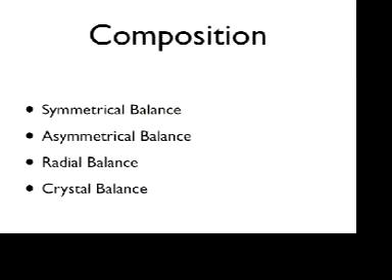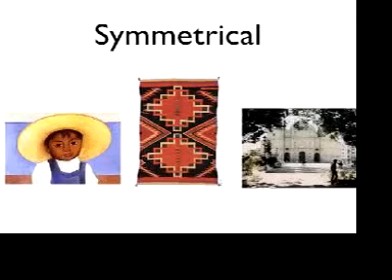Now we're going to talk about different sorts of composition. Symmetrical composition is just what it says. The same thing on one side is mirrored on the other side. It's naive art, children's art, and colonial architecture to kind of give this stability.